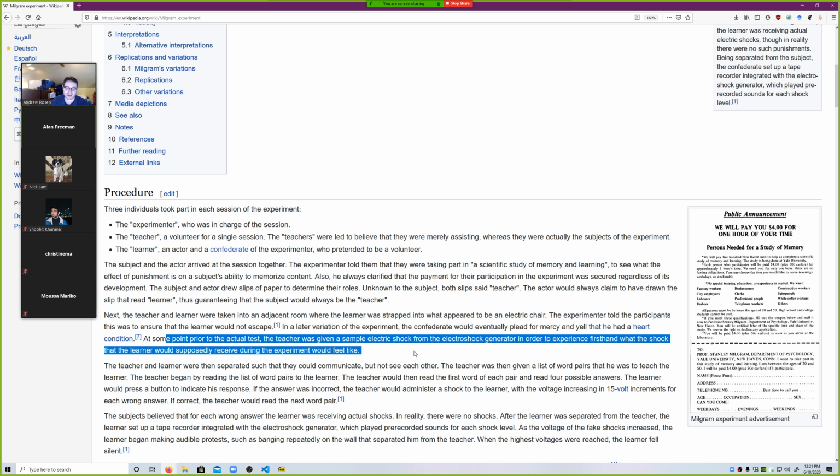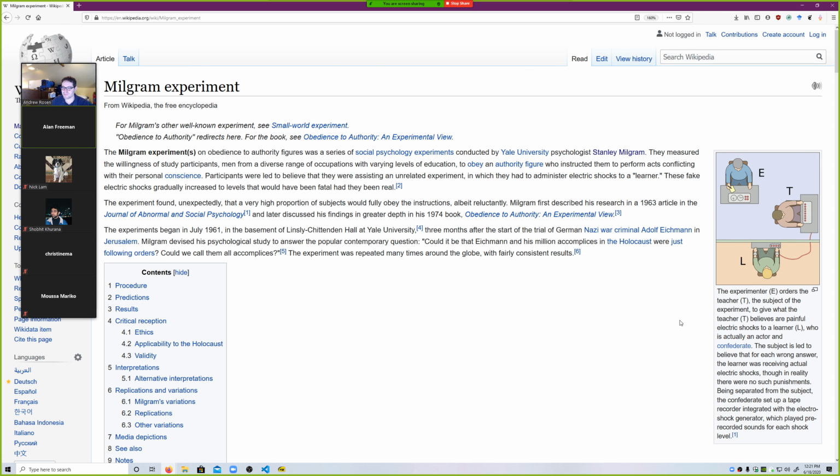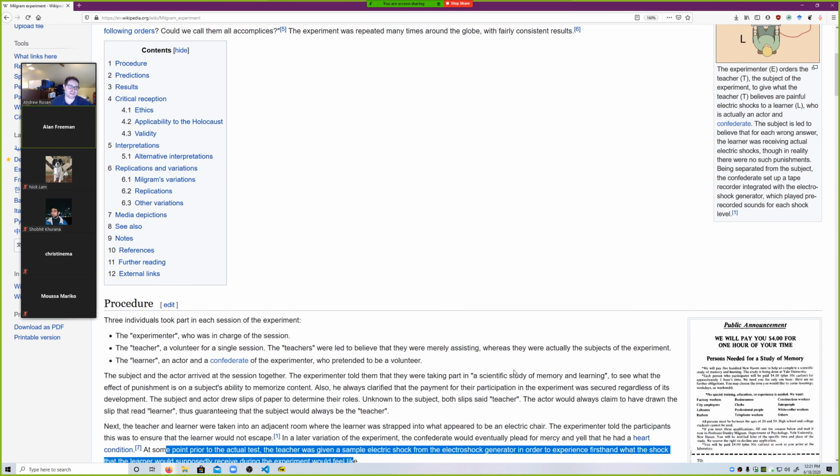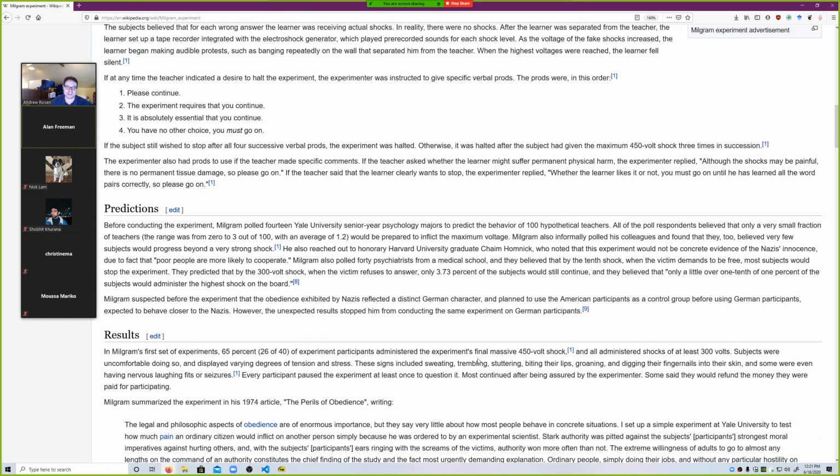in order to experience firsthand what the shock that the learner would supposedly receive during the experiment would feel like. So the learner is strapped into this electric chair that's going to shock him. And the experimenter tells the participants to ensure the learner does not escape. Basically, anytime the learner gave the wrong answer, you were supposed to shock them. And each time it would increment the voltage.